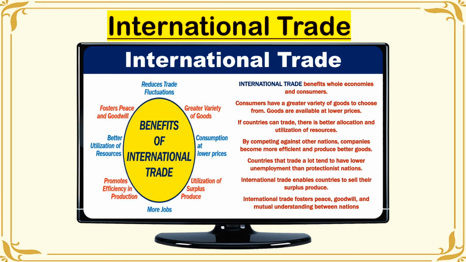If countries can trade, there is better allocation and utilization of resources. By competing against other nations, companies become more efficient and produce better goods. Countries that trade a lot tend to have lower unemployment than protectionist nations. International trade also enables countries to sell their surplus produce. And lastly, international trade fosters peace, goodwill, and mutual understanding between nations.